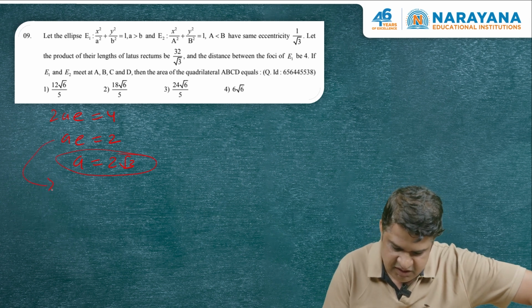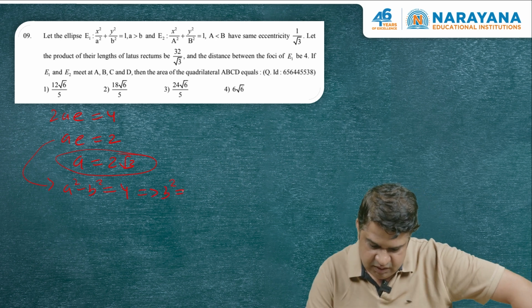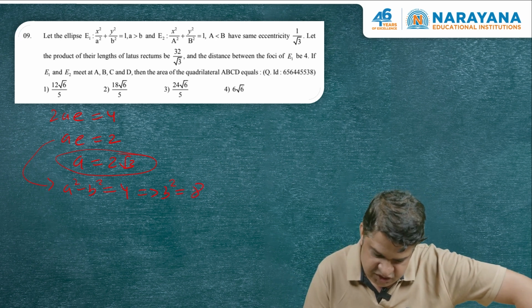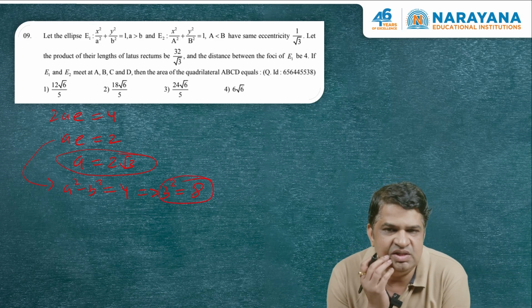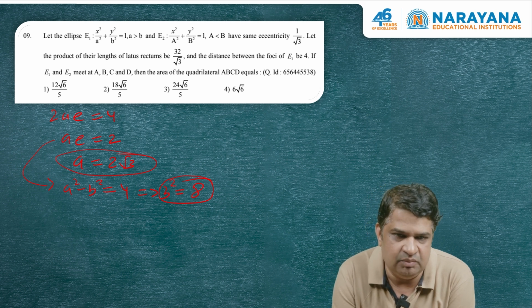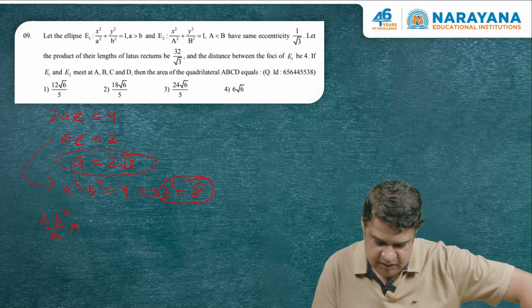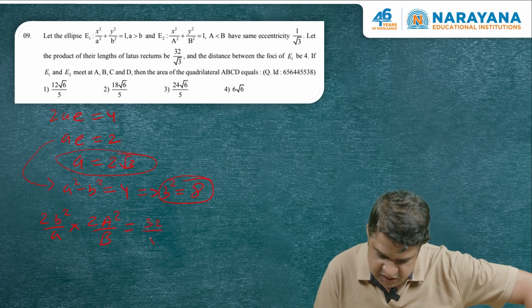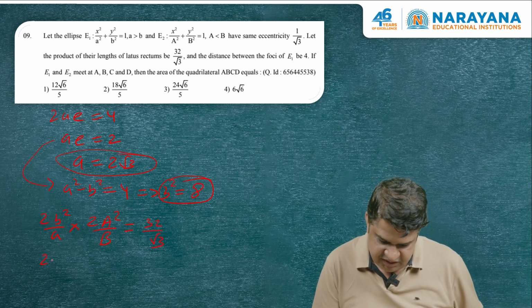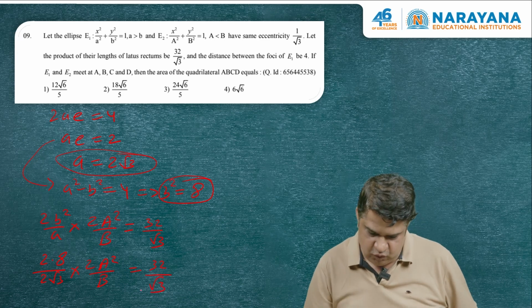And we know that A squared e squared is basically A squared minus B squared, which is equal to 4, and because A squared is 12, now B squared will become equal to 8. Now, one more thing we know is the product of their length of latus rectum. So, E1 latus rectum length is 2B squared by A, E2 length of latus rectum is 2A squared by B. Their product is given 32 by root 3. Now, B squared is 8, A is 2 root 3. So, it is equal to 32 by root 3.